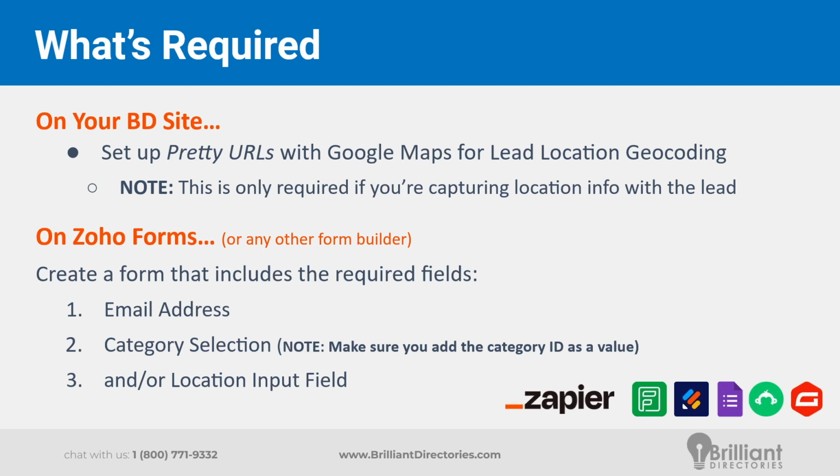And if you're going to be having that field, you're also going to want to make sure that you can associate a number value with those corresponding category selections. So that value is the same as the category ID on your Brilliant Directories site. And we'll show all of this in the example, so it'll be a little bit more clear. And then the last thing is the location input field. So you'll definitely need the email address of the submitter, and then you'll need the category selection and/or the location input field. At least one of those is required for the lead information.